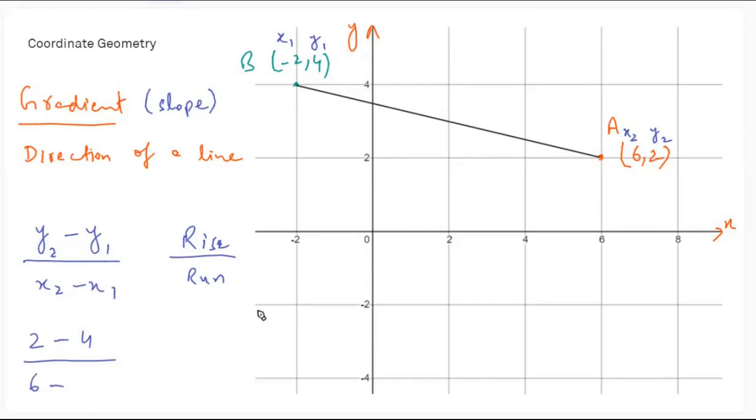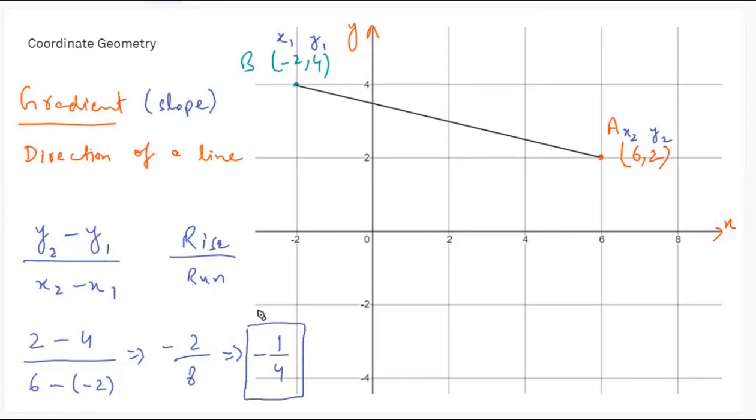Now you've got to be a bit careful. x1, look, is negative here, right? This is minus 2. So that means it's 6 minus 2, right? So what does that represent? What does that become? It becomes minus 2 divided by 8, which is minus 1 over 4. Minus 1 over 4. That is the gradient of this line.